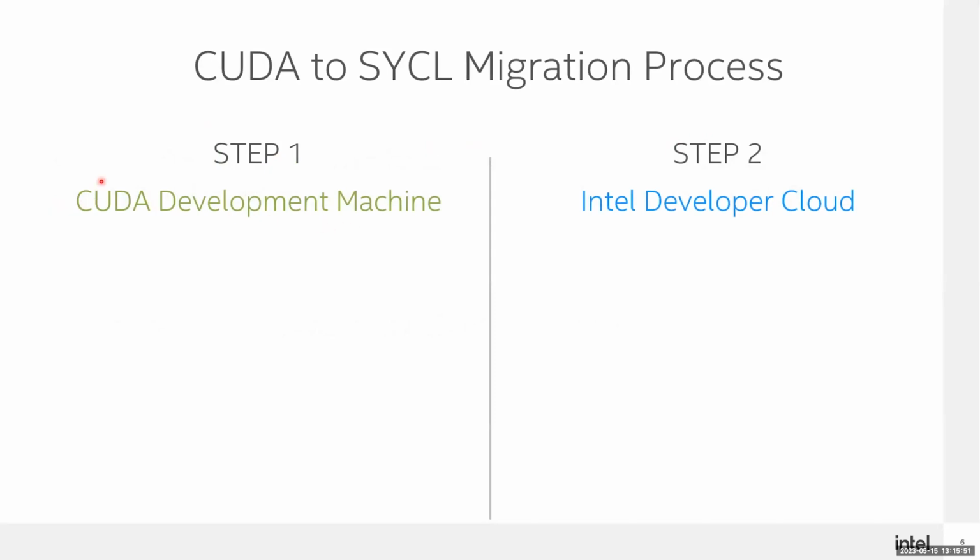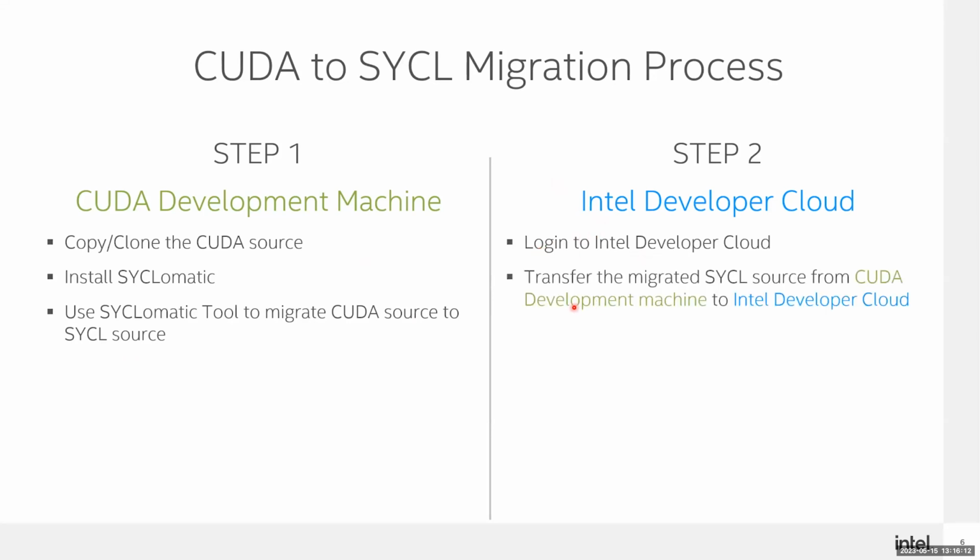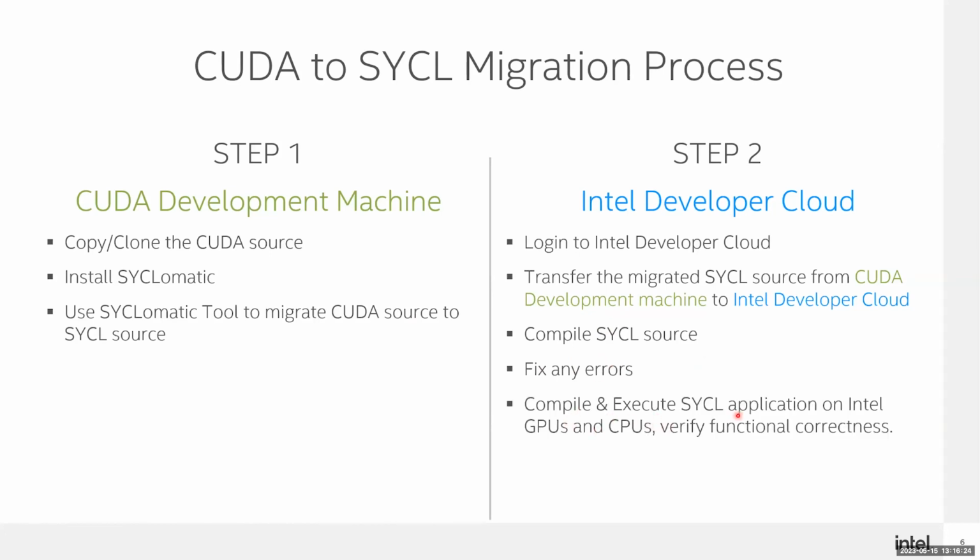Step 1 is on your CUDA development machine. So we will copy the CUDA source, right? We will install the SYCLomatic tool, which is only about 20 megabytes. It's available on GitHub. And then we will use the SYCLomatic tool to migrate from CUDA to SYCL. And once that is done, we can log into Intel Developer Cloud, and we can transfer the migrated code to your Developer Cloud, and then we can compile it there, fix any errors if there are errors, right? And once you fix the errors, you can now run it on GPUs and CPUs to do functional correctness, right? And then, if you want, you can optimize your code for performance.